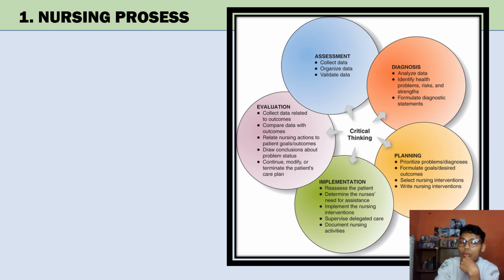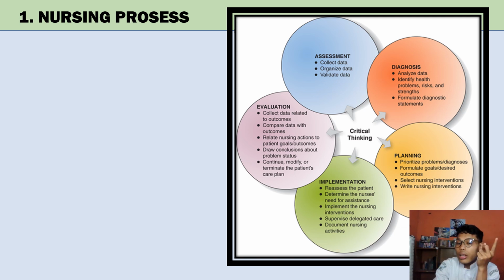For the next step, we have planning. Planning is to prioritize problems and diagnoses of the patient, formulate goals and desired outcomes, select nursing interventions, and write nursing interventions. The next step is implementation: reassess the patient, determine the nurse's need for assistance, and implement the nursing intervention. And the next step is to supervise delegated care and document nursing activity.